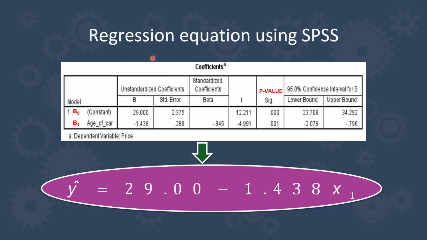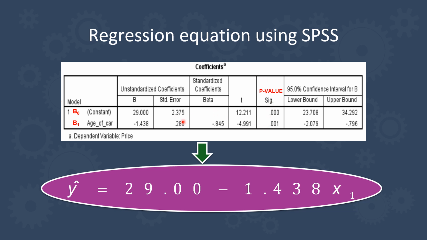After running the regression analysis, SPSS provides several output tables. One of the most important tables is the coefficient table, as it contains the information needed to construct the regression equation. The table provides p-values for each coefficient under the significant column here. So this p-value helps us determine whether the coefficients are statistically significant. If the p-value is less than 0.05, we can conclude that there is a statistically significant relationship between the variables.